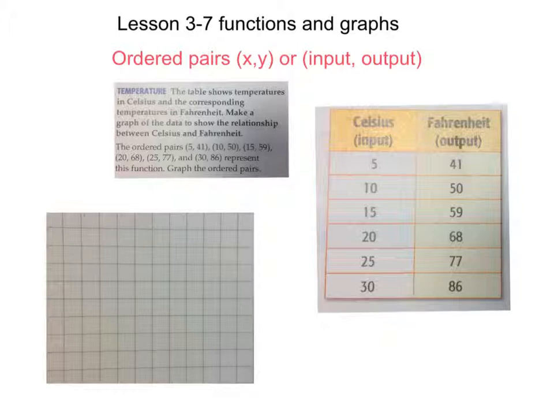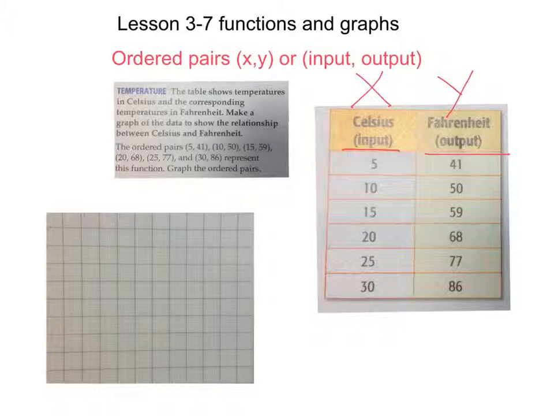So the question says, the table shows temperatures in Celsius and the corresponding temperatures in Fahrenheit. Make a graph of the data to show the relationship between Celsius and Fahrenheit. You can see that they're using the word input and output. We recognize those as x and y in our set of ordered pairs. So they wrote out the ordered pairs (5, 41), (10, 50), (15, 59), (20, 68), (25, 77), and (30, 86).